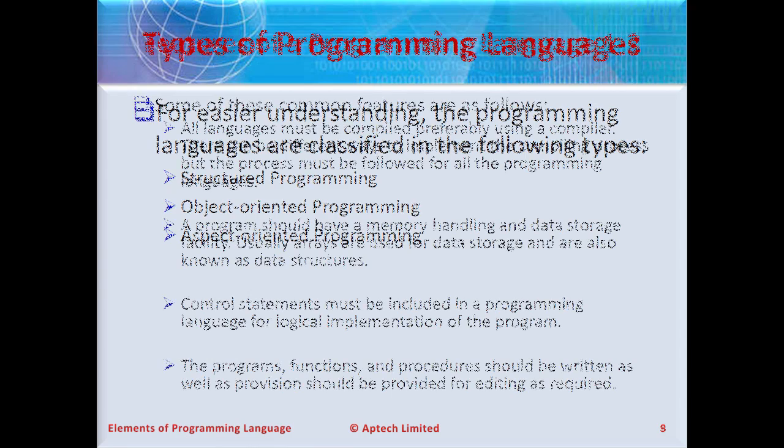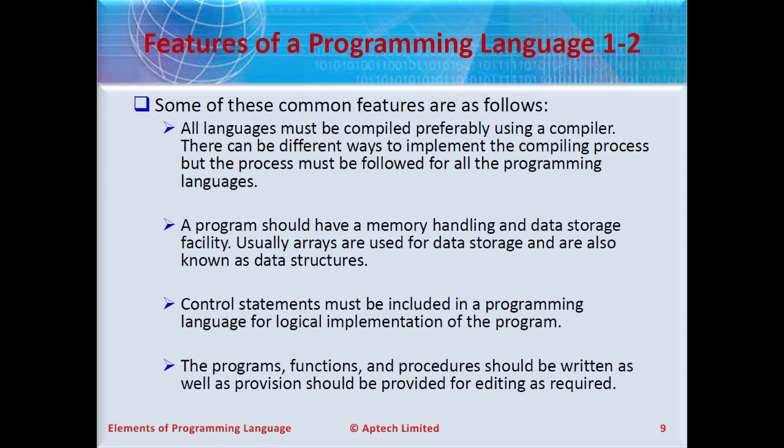We move on. Features of programming languages. Some of the common features of programming languages are given below. Number one, all languages must be compiled, preferably using a compiler. A compiler is a tool that we use to convert the source code into something that the machine can actually execute. Okay? There can be different ways to implement the compiling process, but the process must be followed for all the programming languages.